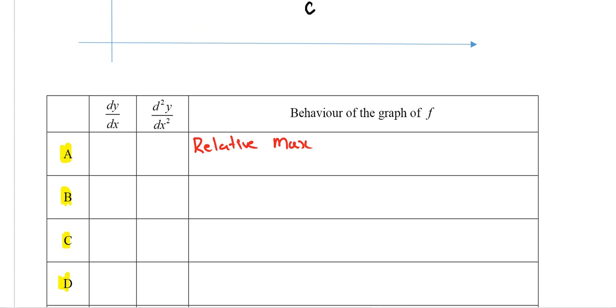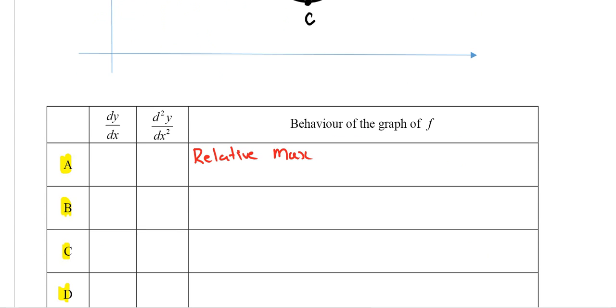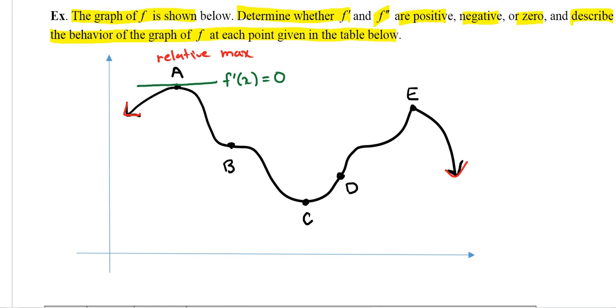I have a relative max, okay? And if I have a relative max, that means I also have a horizontal tangent line, all right? So if I have a horizontal tangent line, that means that my first derivative must be equal to 0. So my slope is going to be equal to 0 because I have a horizontal tangent line. So let me write that down. I have a horizontal tangent line. Okay, so since I have a horizontal tangent line, that means my first derivative must have a value of 0. That means my slope is 0 at that point. Okay, great. What else do I have here? I guess I'm done with my first derivative.